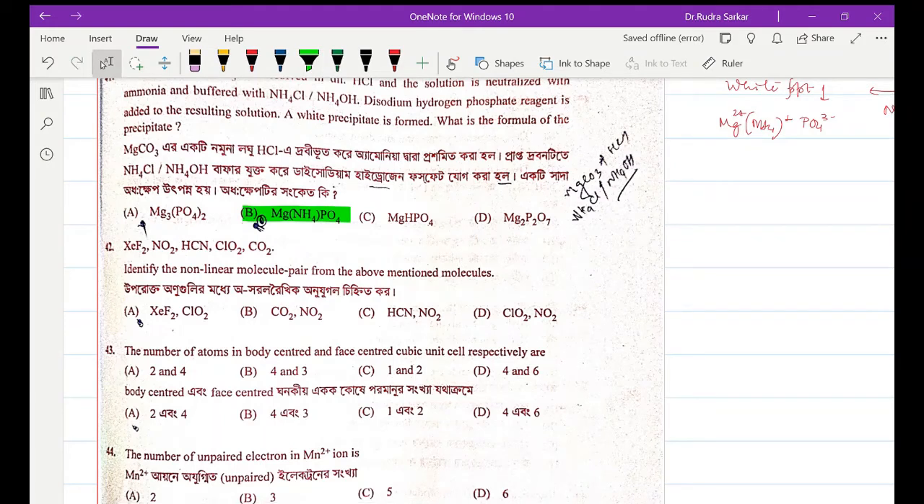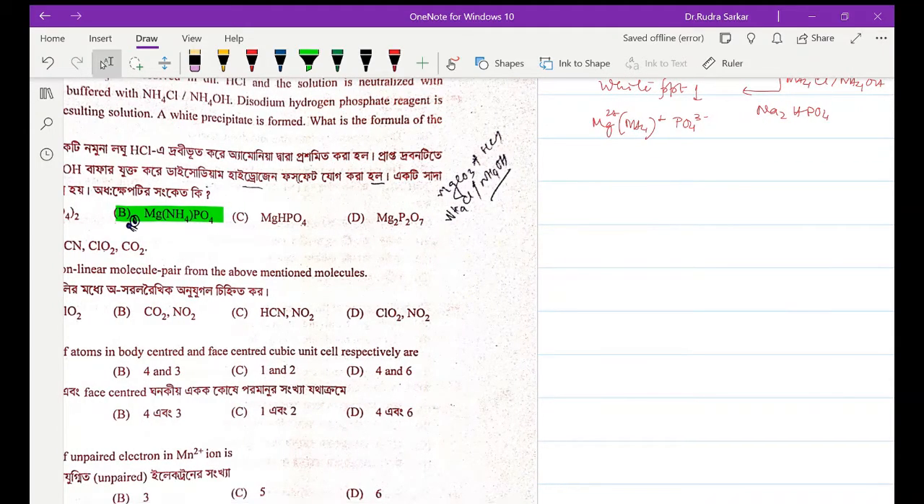We need to use VSEPR for answering the next question, which says: HCN, NO2, ClO2, XeF2 and CO2. Identify the non-linear molecule pair from the above mentioned molecules. So we will use the alternative approach. We'll find which ones are linear. Suppose we have steric number 2, 3, 4, 5 or 6.